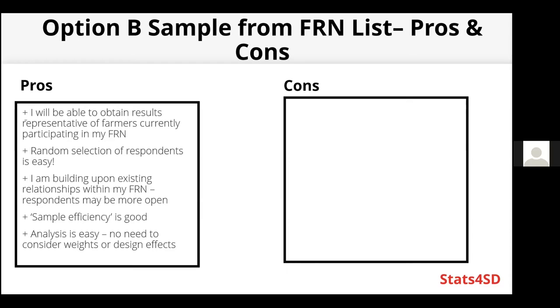It's still, because we're doing a random sample, representative of that population, but it's a different population that we're representing. And in this case, the random selection of respondents is very easy. If we have a list of 1,000 names, there are lots of different methods we can use, which are all relatively straightforward, to pick out our 400 names completely at random from that list.